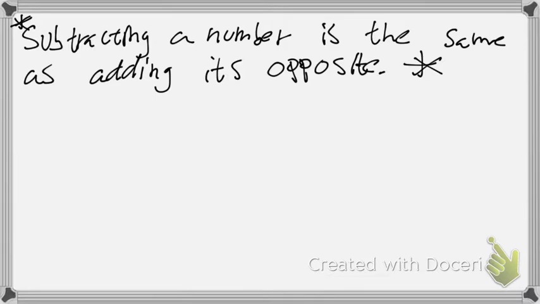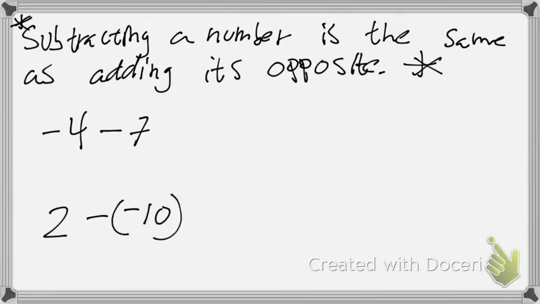So we'll do two problems here real quick as final examples. Subtracting a number is the same as adding its opposite. So for both these problems, we're going to change the subtraction to addition. Just remember, keep that first number the same. Subtracting a number is the same as adding its opposite.